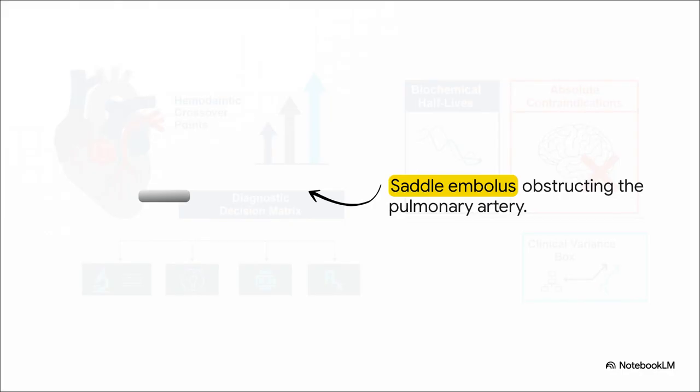Think about the hemodynamic choke point of a massive saddle embolus, completely obstructing the main pulmonary artery. In an instant, the right ventricle is forced to pump against a massive, fixed resistance. That leads to acute dilation, severe ischemia, and ultimately complete right heart failure.